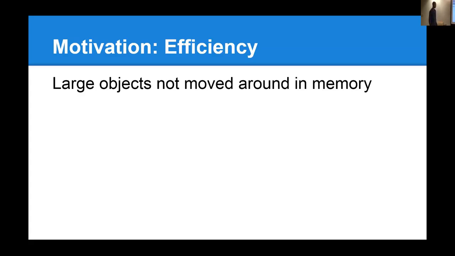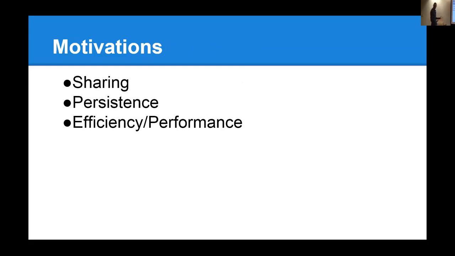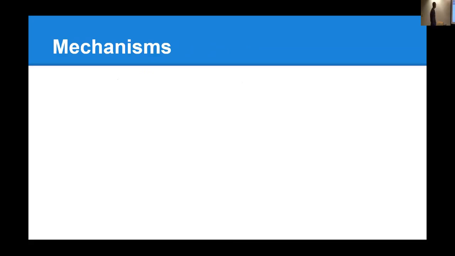We have a database that's designed to hold millions and billions of objects. We don't want to be moving them around so often. So these are our main motivations. Each one individually is not a huge motivator, but together they're a great motivator for making these out of heap data structures. So next I'll talk about some of the means that we use to create these data structures.